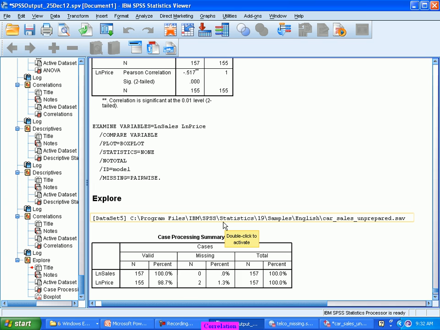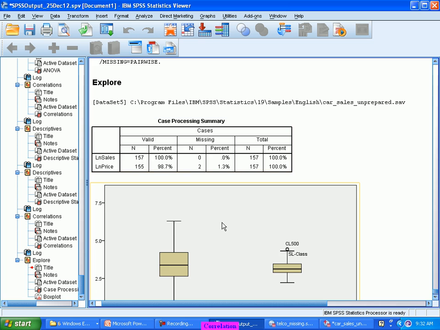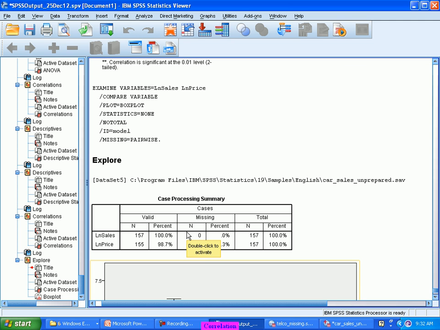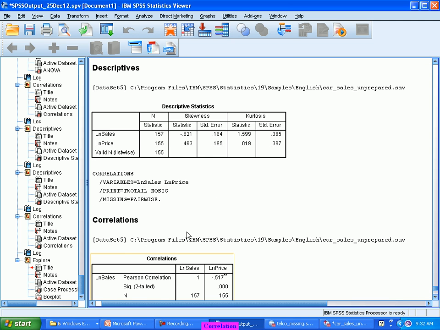Okay, now when I am doing the box plot, there is only one star here, for log sales. There is one star that is coming out, the model 3000 GT. That's the model name which is falling into that star category. So what I can very well do is check which ones were showing values here.